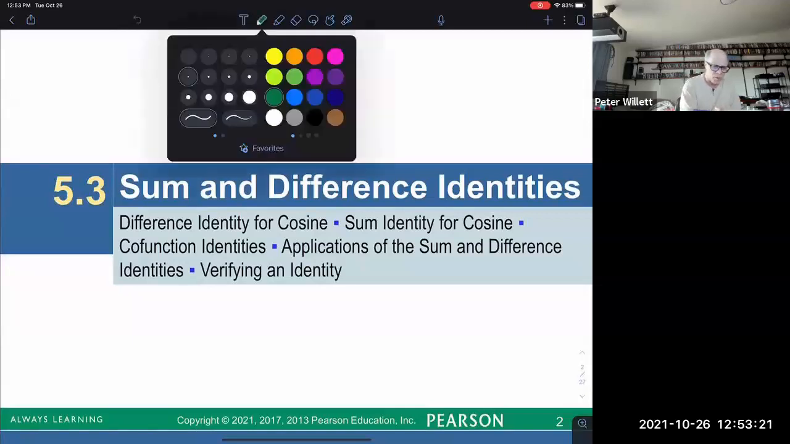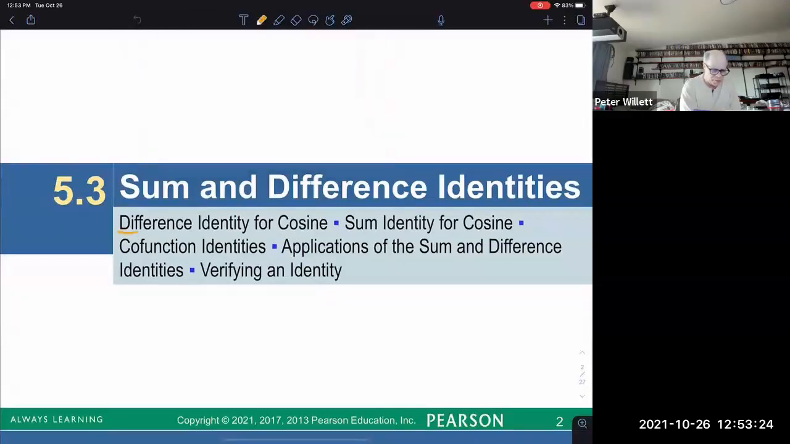Let's take a look at what we have here. We have a difference identity for cosine and a sum identity for cosine. Those are the main identities we're going to look at in 5.3. We're going to look at some cofunction identities that it follows up with as well, which are not as new or interesting. Some little formulas we kind of already have. And then, of course, once you have the difference and sum identities for cosine, you can look at applications for those as well.